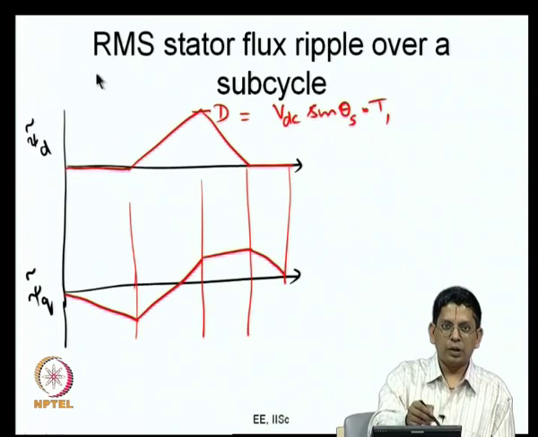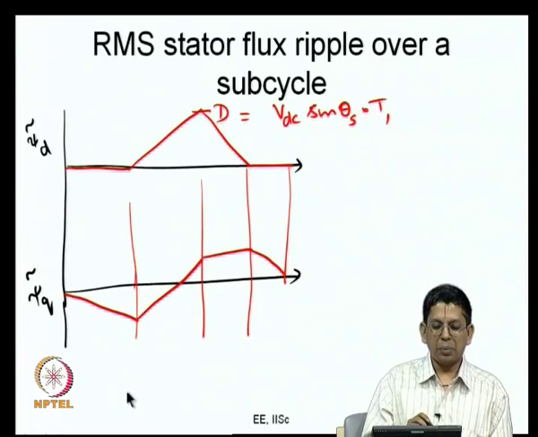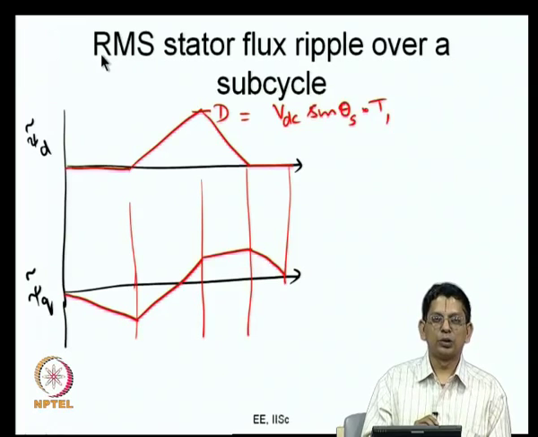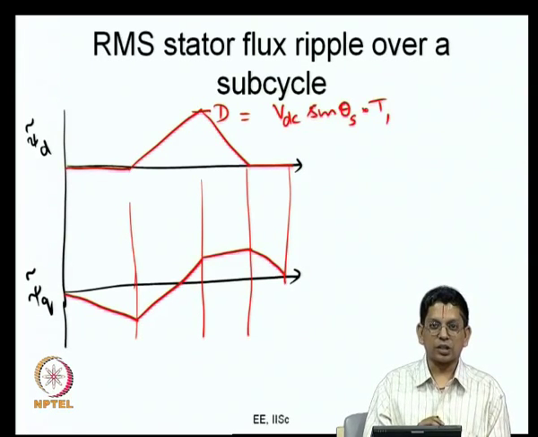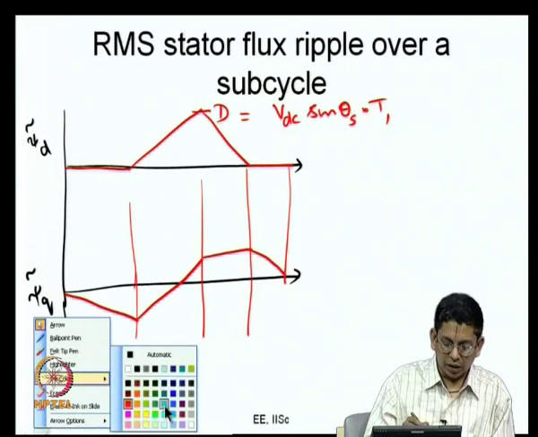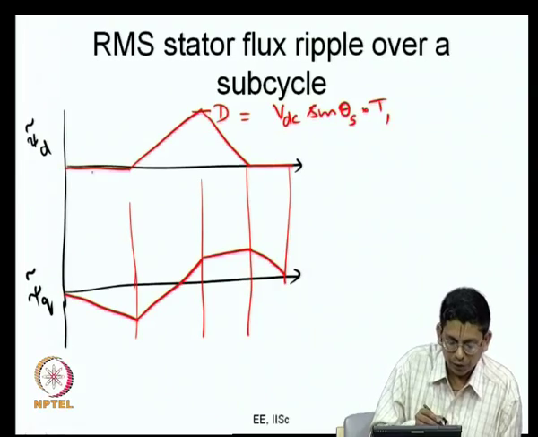I want to get the root mean square value. For the root mean square value, what should I do? I must first square the function, then I should take the mean value of the function, then I should take the square root of it. So, first let us square the function. How can I square the function? Let me choose a different color ink, right. Now I am going to square the first function. What happens if I square that?